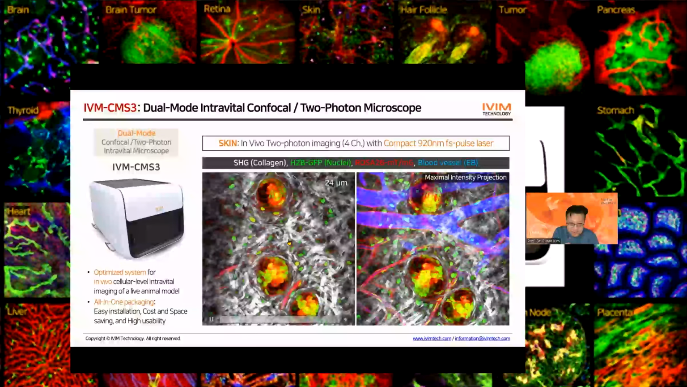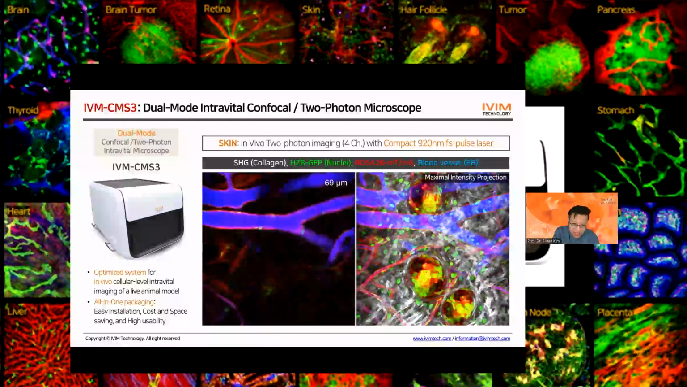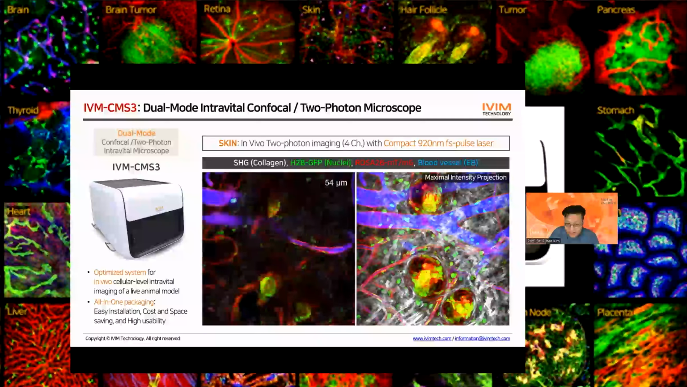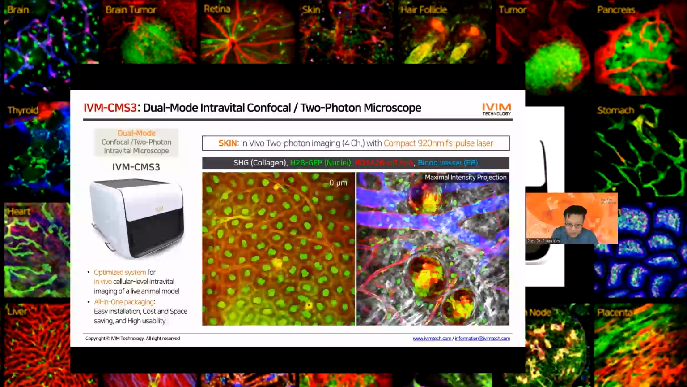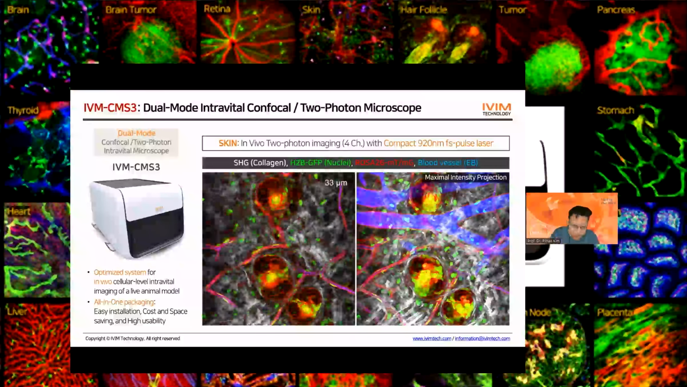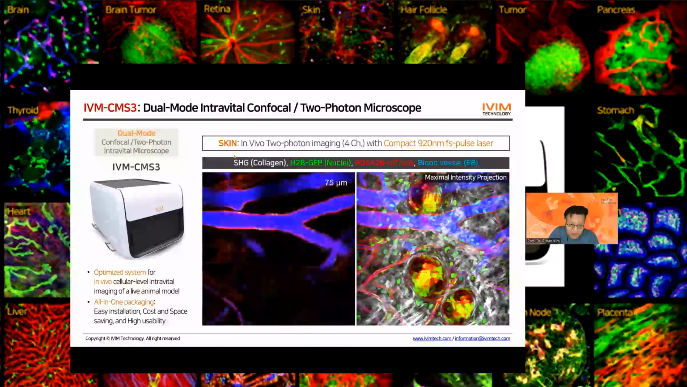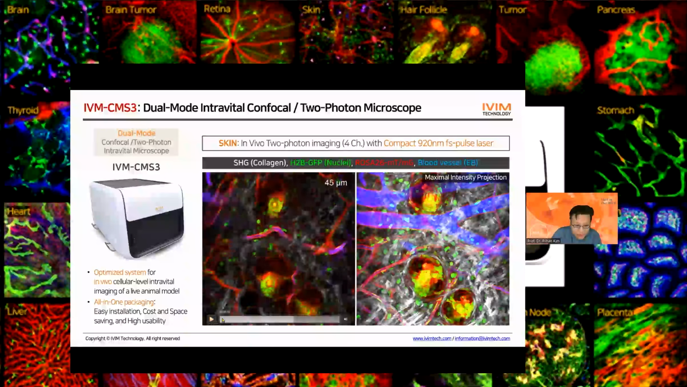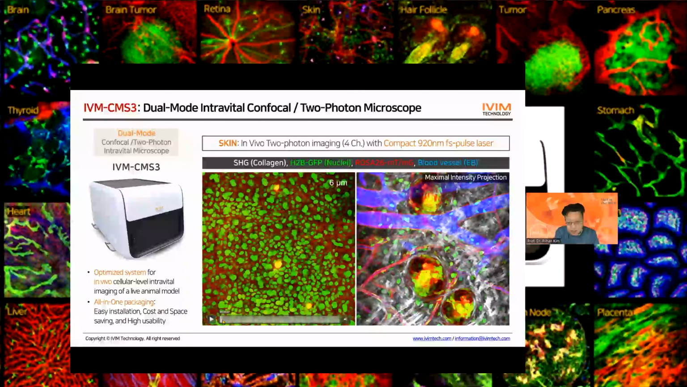So we can see by looking at the green color, we can see the nuclei. And then by looking at the red signal, we can see the cell membrane of almost every cell. Okay. Then in white color, we can see the collagen. So if you are familiar with the microanatomy of the skin, this is the interface between the epidermis and dermis.